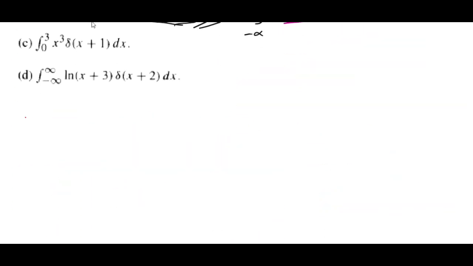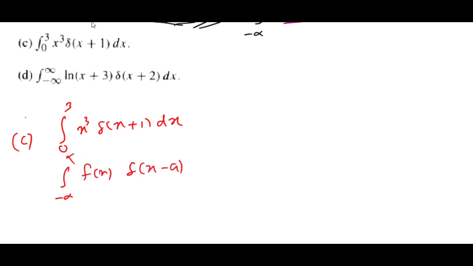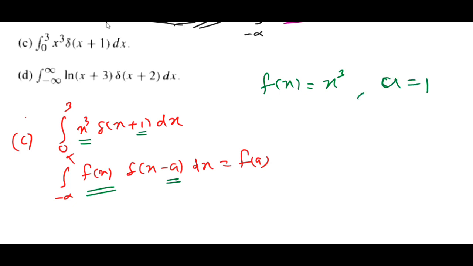If I compare with the standard equation, copy here the third question, 0 to 3 x cube delta x plus 1 dx. This is minus infinity to infinity f of x delta x minus a dx, that is f of a. Here if we compare, f of x is nothing but x cube, and this a is nothing but 1. Okay. Then to know the exact position of the spike, you can equate x plus 1 to 0, so x is equal to minus 1.